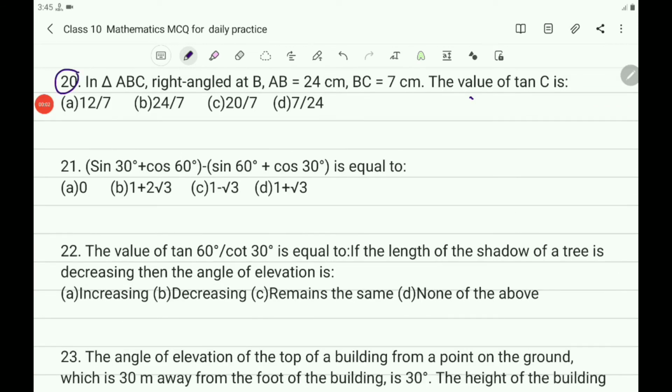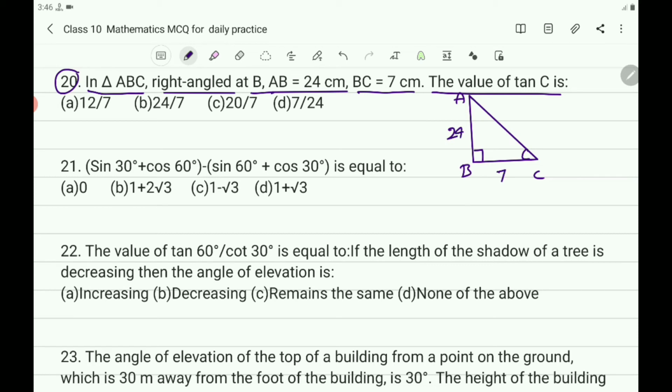Now the question number 20. In triangle ABC, right angled at B, AB equals 24 centimeter, BC equals 7 centimeter. The value of tan C is. Now let us have the rough sketch of the right angle triangle. It is right angled at B. So you take ABC. This is the angle C. And AB is 24 and BC is 7.